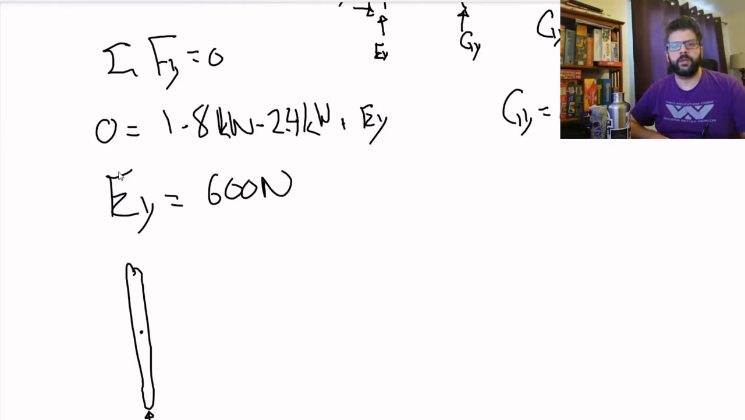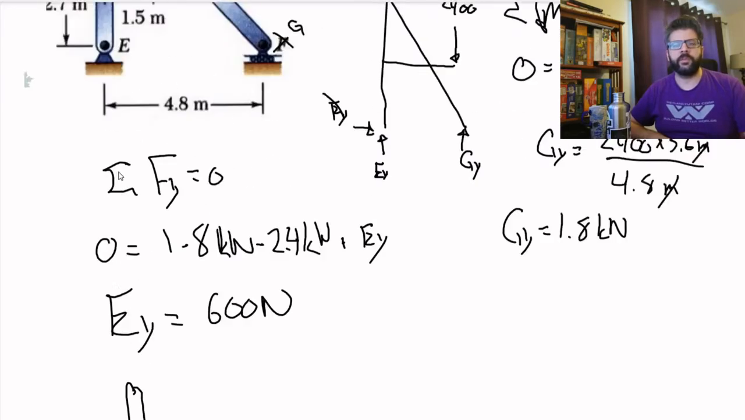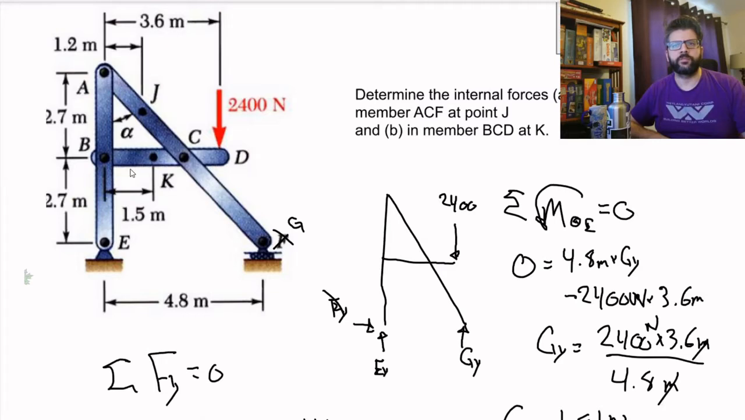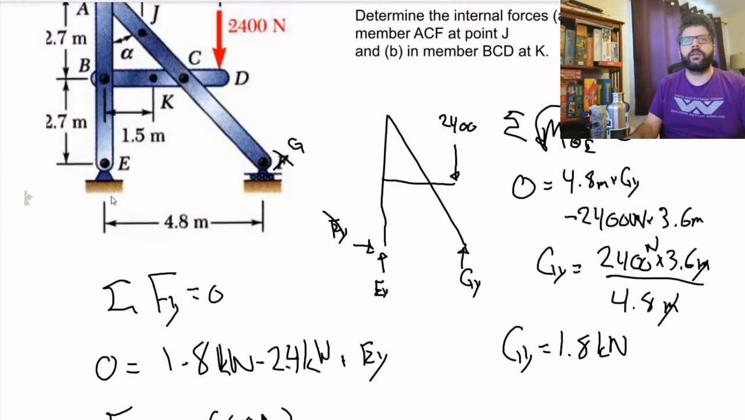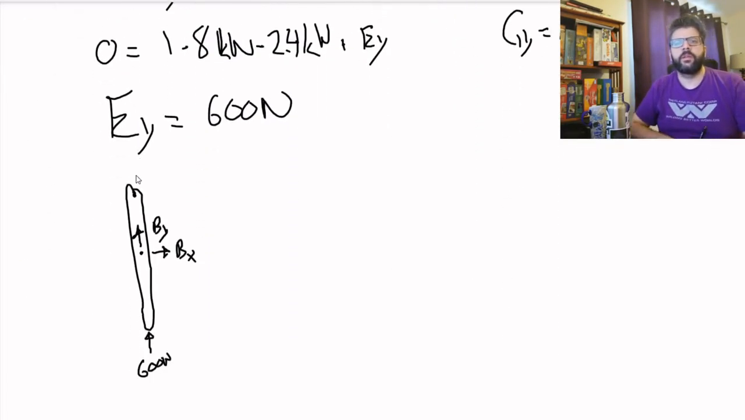So B is going to have some sort of a reaction in the y direction. Actually, By. Wait, that's Bx and By. My bad. And then it's also going to have something at A. So it is going to have an Ax and an Ay.